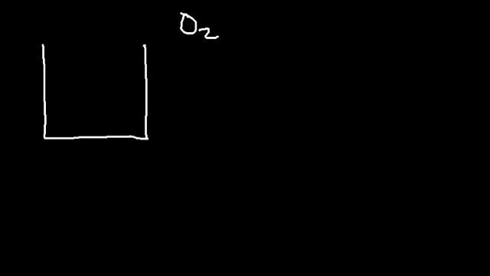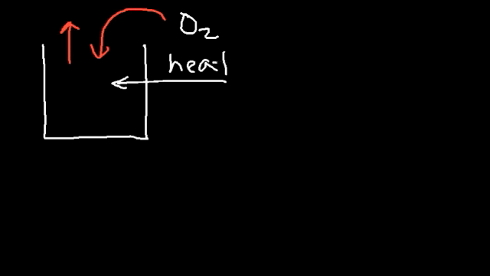Now, what is the difference between an open system, a closed system, and an isolated system? In an open system, matter can enter into and out of the system. So let's say oxygen gas. It can flow into the system and out. In addition, energy can flow into or out of the system. So heat can flow into or out of an open system.